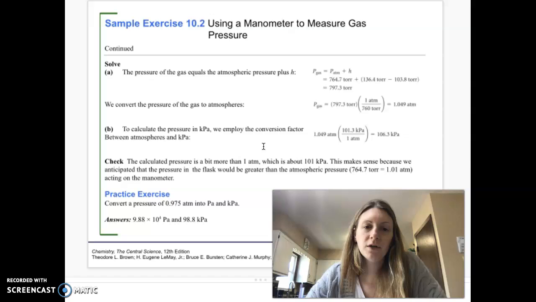And then what we want to do is convert from atmospheres to kilopascals. So you take the answer that we just got for A, so 1.049 atmospheres, and the 1 atmosphere goes on bottom. Our 101.3 kilopascals goes on top. So we multiply the two, and we get 106.3 kilopascals. Another practice exercise is down here, in case you would like to give that a try.